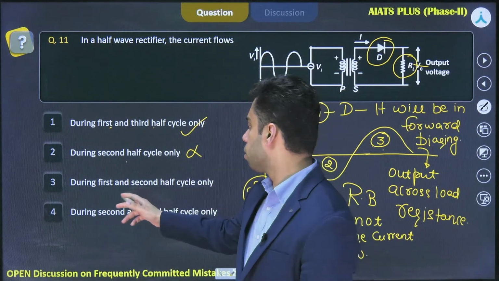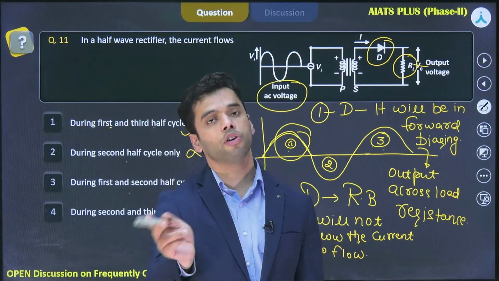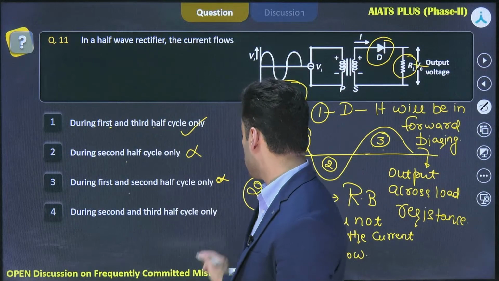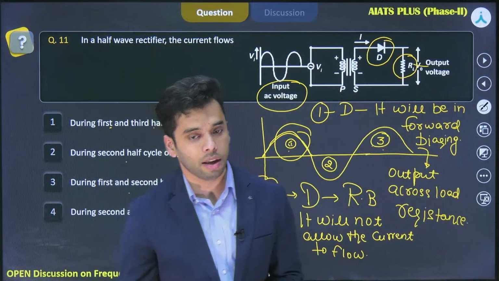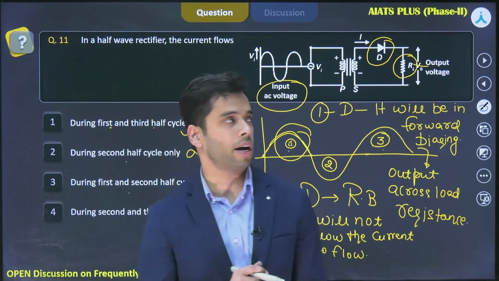Let's talk about the third, during first and second half cycle. No, it's not for the first and second, it's only for the first and third. So this one is also wrong. And during second and third half cycle, no. So option 1 is the correct answer to this problem. Yes, a NEET aspirant has given the right answer as option 1.